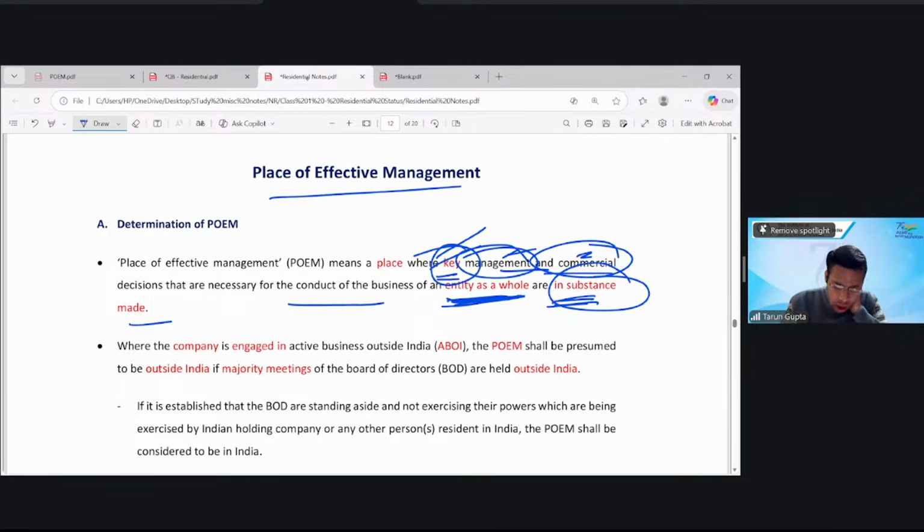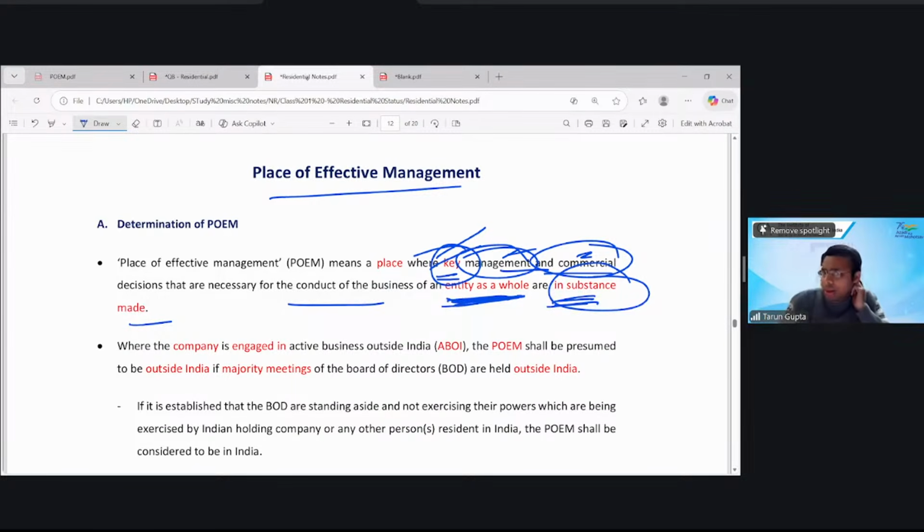Okay. So there's a guideline. The CBDT has come out with a circular. This is a difficult question, where the POEM is. The first condition is that this circular is not applicable if the turnover of the company is less than 50 crores. So we are not talking about a small company. We are talking about the larger, bigger companies.